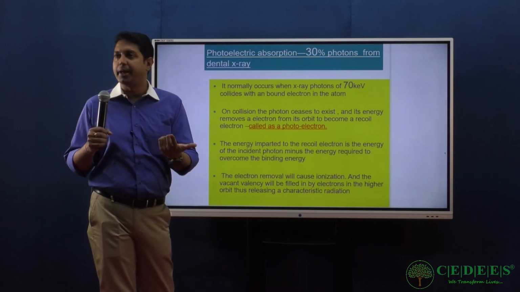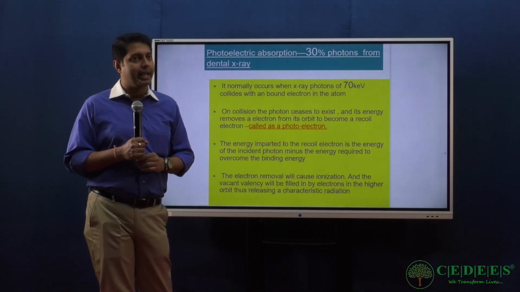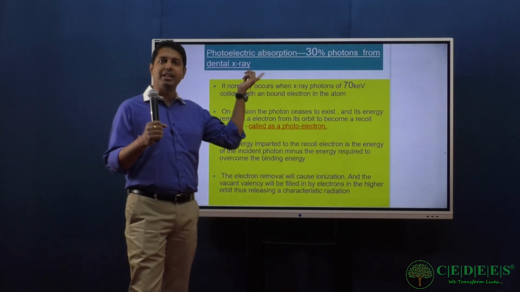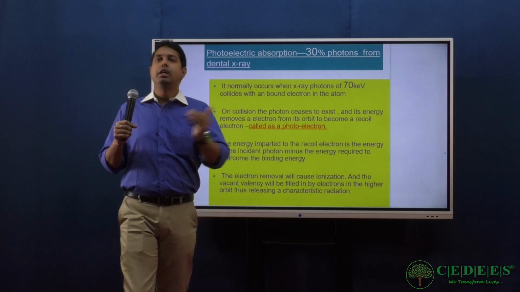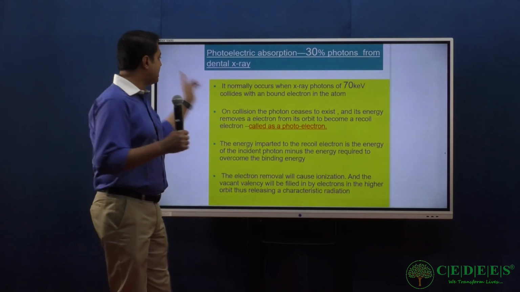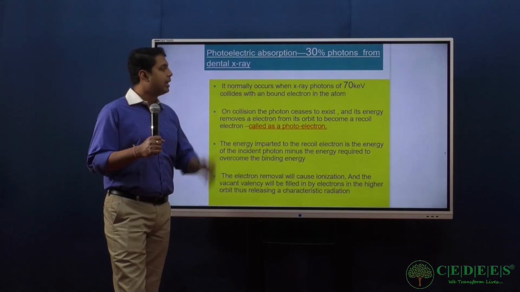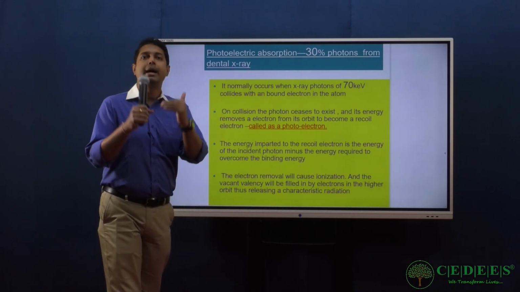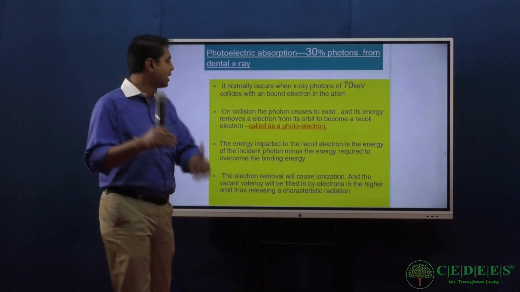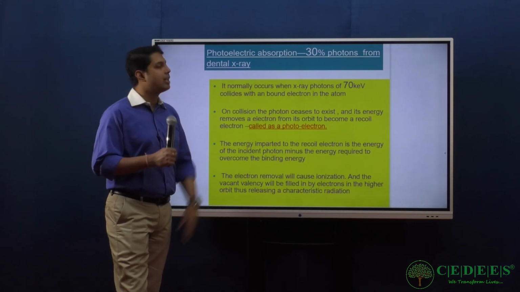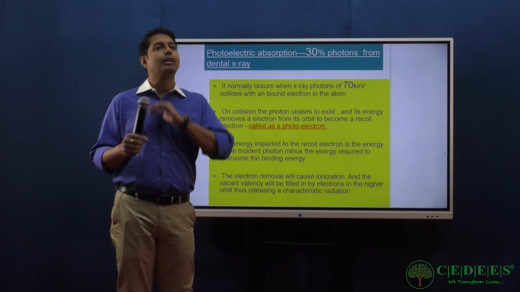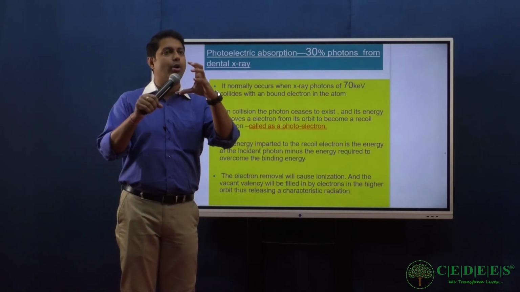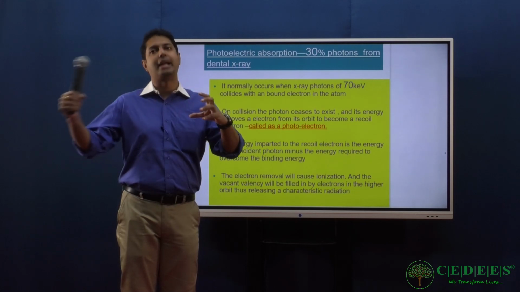Like in which phenomenon? Same like your Bremsstrahlung radiation. There was also a near miss, right? And in your previous one also, there wasn't any collision. But here it collides with a bound electron in the atom. So after the X-ray photon and the bound electron collide with each other, on collision the photon ceases to exist, meaning the photon dies. Which photon? The X-ray photon. It will come, bang onto the bound electron, and die.